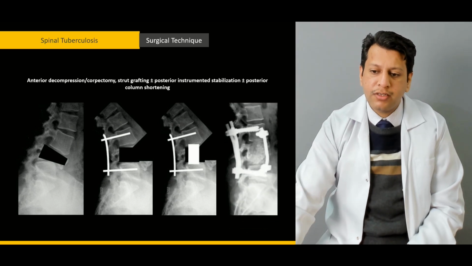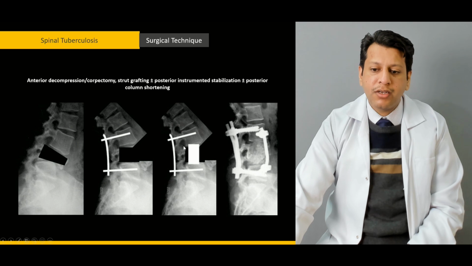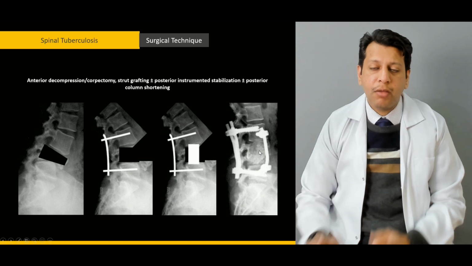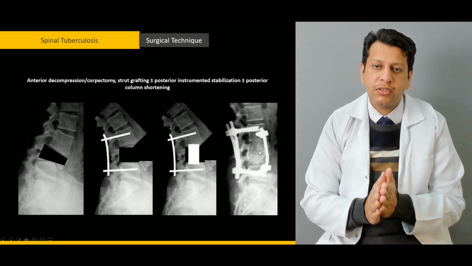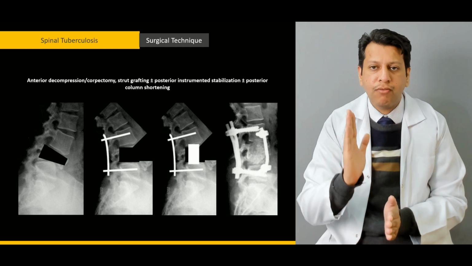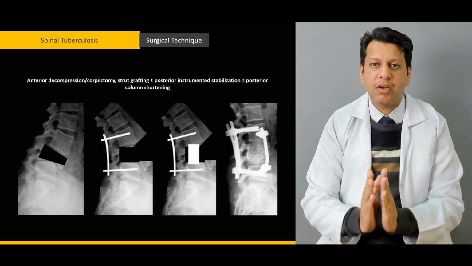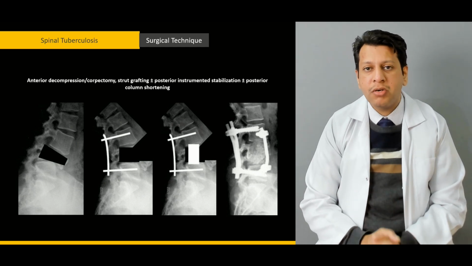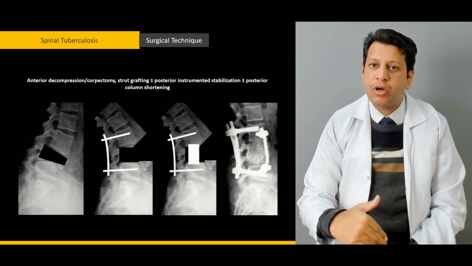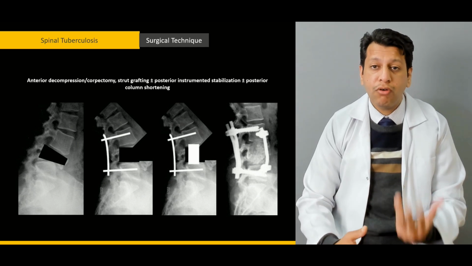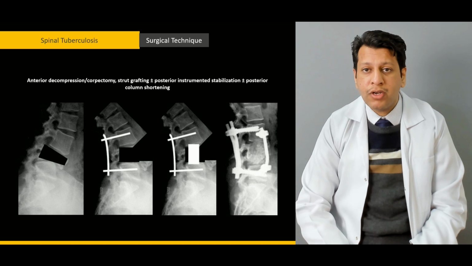Now if you see, this is another way of doing it as well. Instead of putting a cage in, you can put two bars anteriorly, and you can put the bone graft as well. But the important point is that whichever way you choose, you have to stabilize the anterior column and the posterior column along with the anterior strut grafting, because that is the mainstay of the treatment. Otherwise, the column which is taking the load will eventually collapse, and the patient will not have a very good recovery.